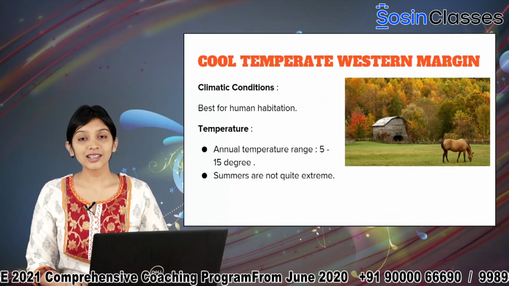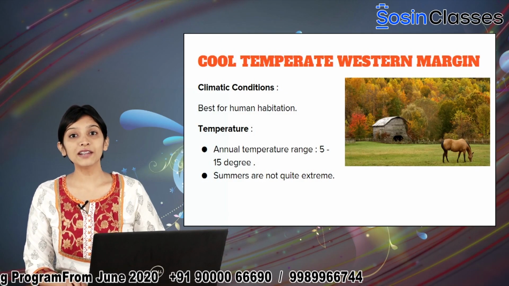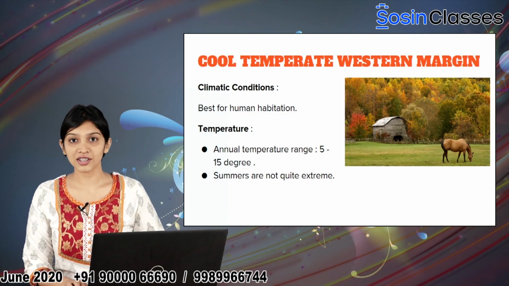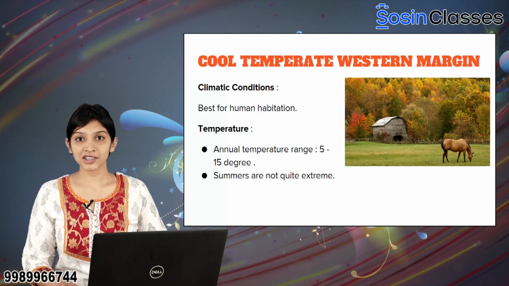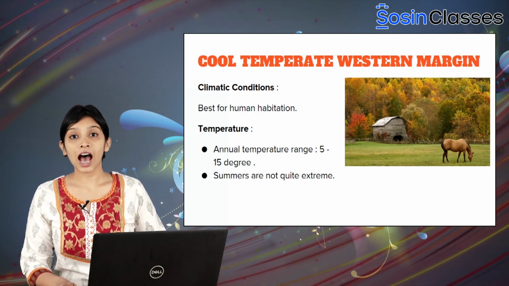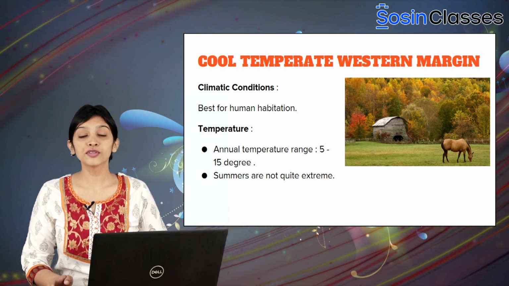Let us now look at the climatic conditions. The British type climatic region is believed to be the best for human habitation. Coming to the temperature, the summers are not really extreme. As a result, the annual temperature range is very low. That is, it varies between 5 to 15 degrees.